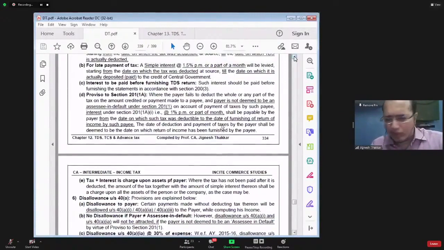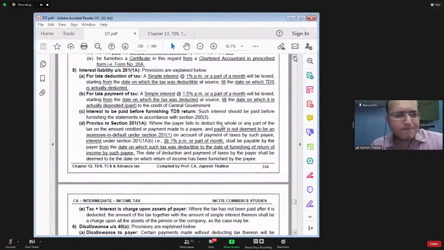Now we are left with only point number 5. And point number 5 is the most important part. On this, we have a practical question also. We have two questions in our notes, question number 9 and question number 11. Those questions are on section 201, subsection 1A.